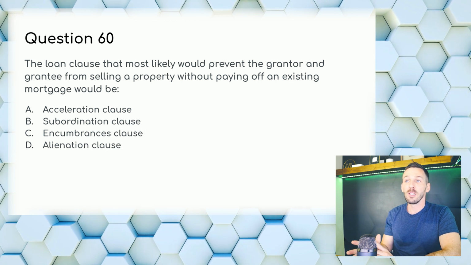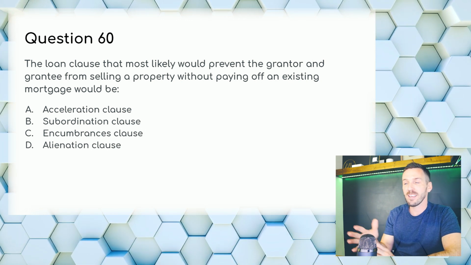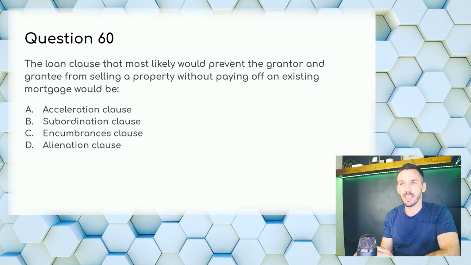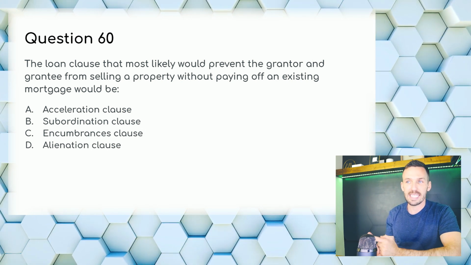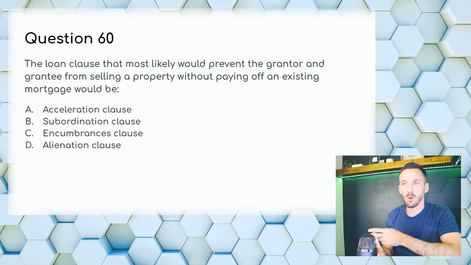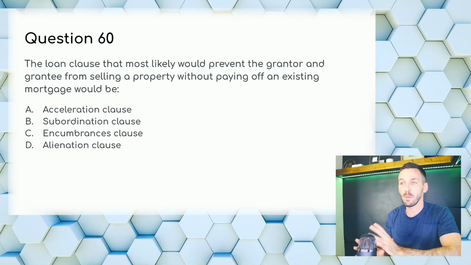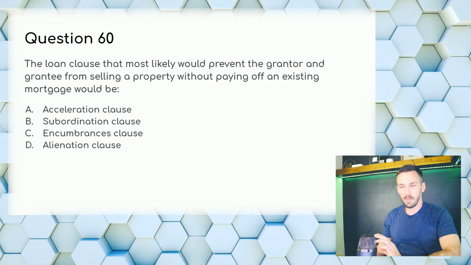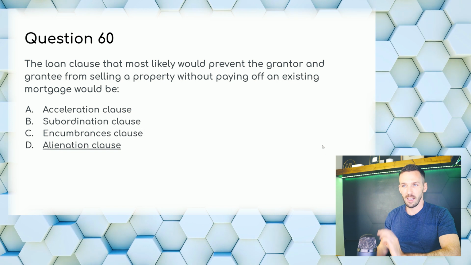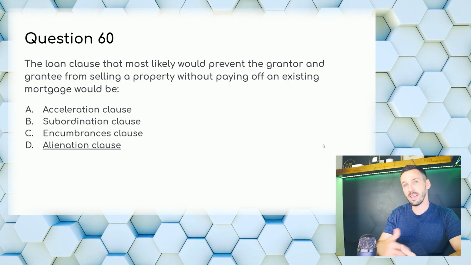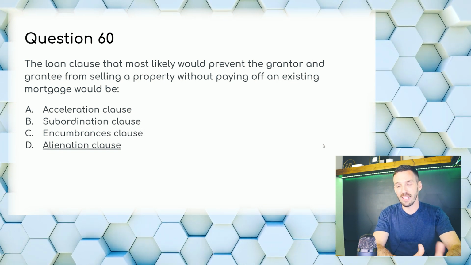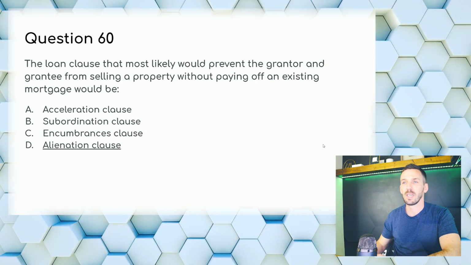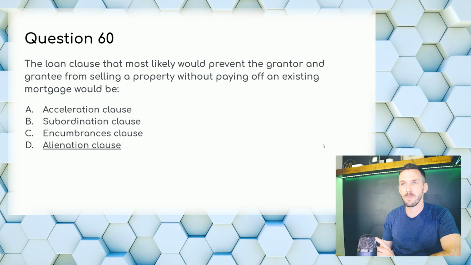Question 60. The loan clause that most likely would prevent the grantor and grantee from selling a property without paying off an existing mortgage would be A, acceleration clause, B, subordination clause, C, encumbrance clause, or D, alienation clause. Just by pure definition, the answer here is D, alienation clause. Alienation clause is between the borrower and the lender and states that the mortgage must be paid in full before you transfer. It's just terminology on that one.